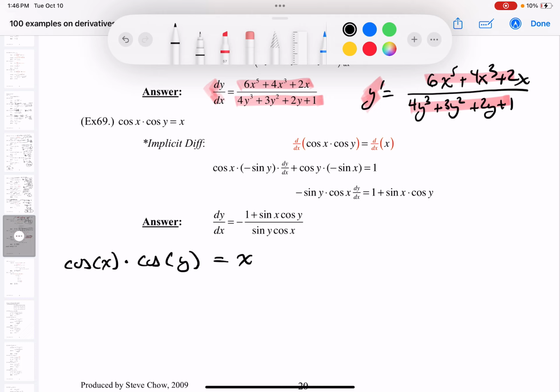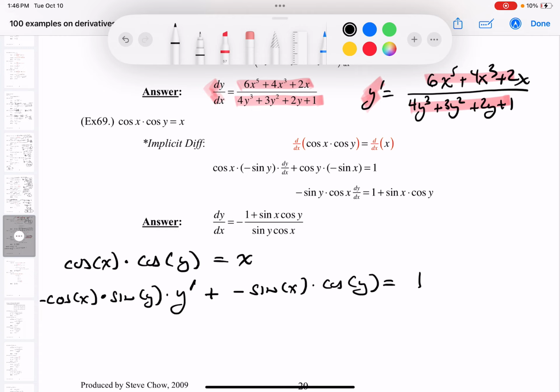The thing is, I got to differentiate a product. So let's take a look at it. I'll say the first function times the derivative of the second function, which is minus sine. The inside derivative of y is going to be what? 1, so I'm just going to put down y prime. Plus, now it's the derivative of the first function, which is minus sine x. The inside derivative of x is 1, which I'm not going to write down. Cosine y. The derivative of x is 1.